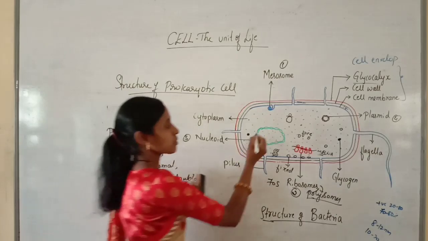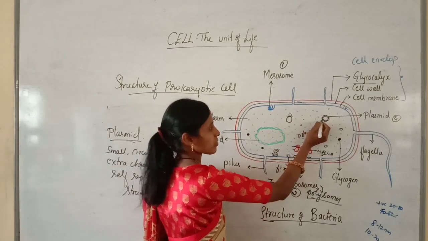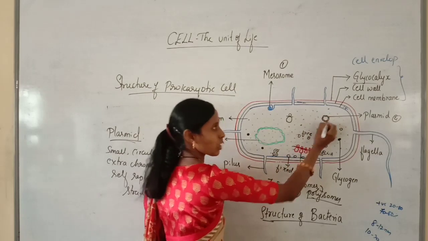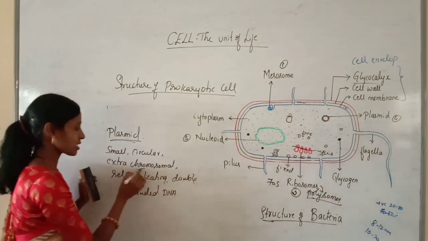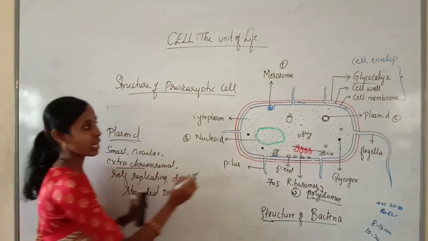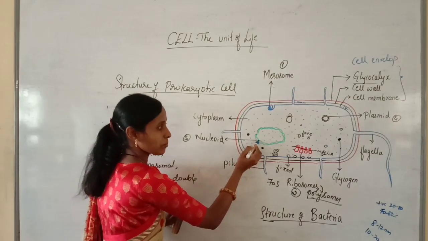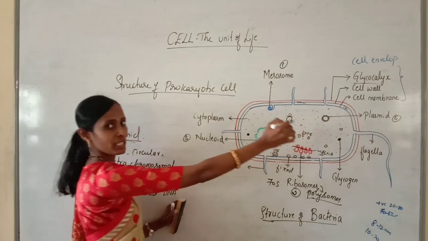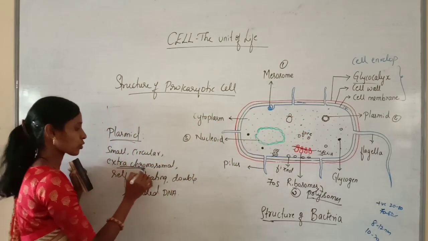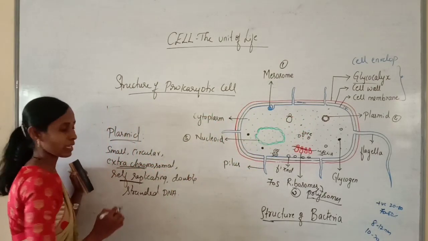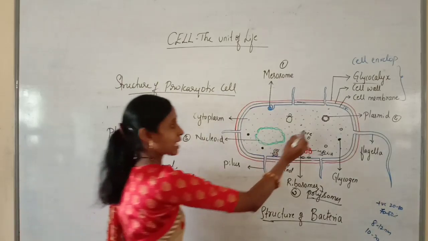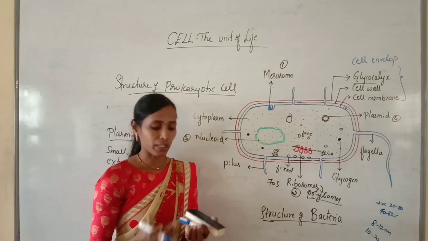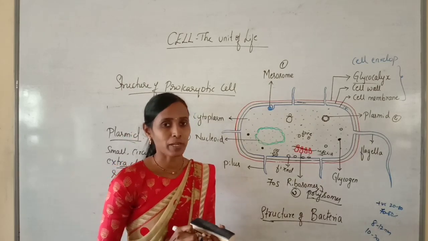You can observe, this is also made up of double-stranded DNA. So it is usually small and circular in appearance. Why is it called extra chromosomal? Because this is the main genetic material, and in addition to this genetic material, there is one more genetic material. That's why it is extra chromosomal and self-replicating. This plasmid has the ability of self-replication. It will aid the bacteria in self-replication.